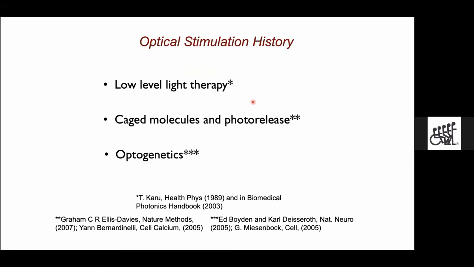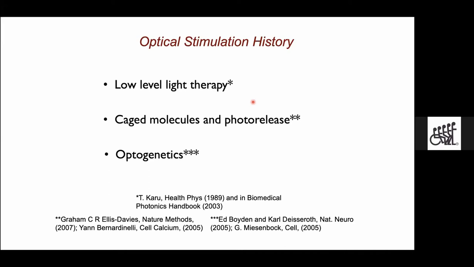Now, switching a little bit towards optical stimulation. Many of you might have heard of these different terms or might know a lot about it. When we think about optical stimulation, traditionally, there's been a lot of work in low-level light therapy, targeting the stimulation of mitochondria, absorption of wavelengths in the cytochrome c oxidase to have an effect. There's also been a lot of research on caged molecules and photo release. So people might know these papers from 2005, 2007, where scientists were using caged molecules in cultures, in neurons, and then using light to essentially release the caged molecules, for example.